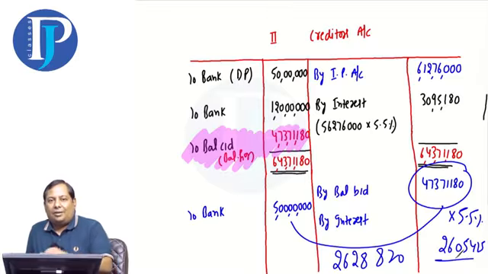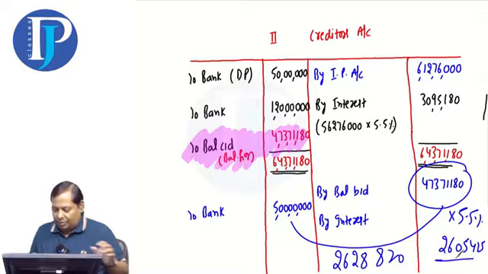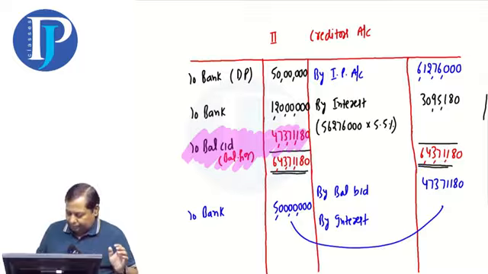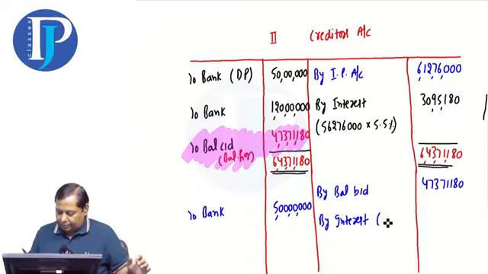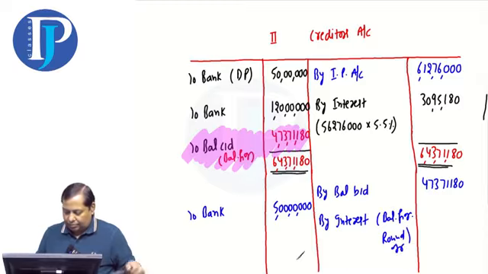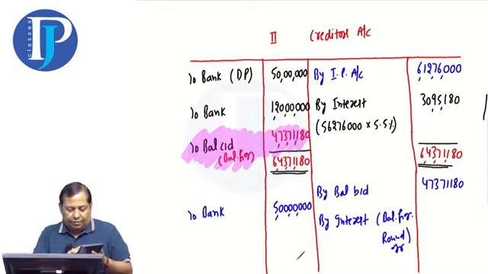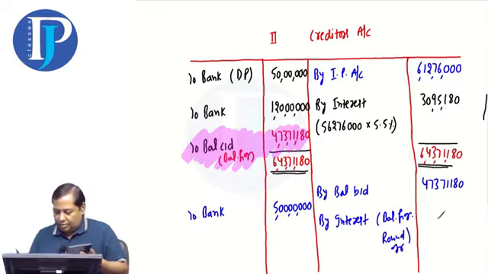What is the better option? We cannot reduce the payment. It is 5 crore and we will have to pay. Let's round off the difference. Come with me. I'll write it here. Balancing figure: ₹5 crore minus 4 crore 73,71,180 is 26 lakh 28,820.